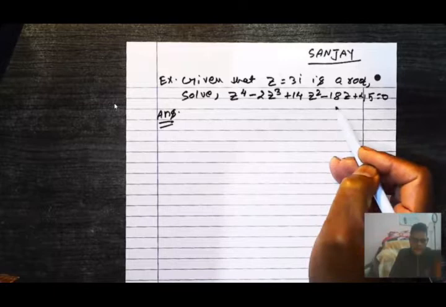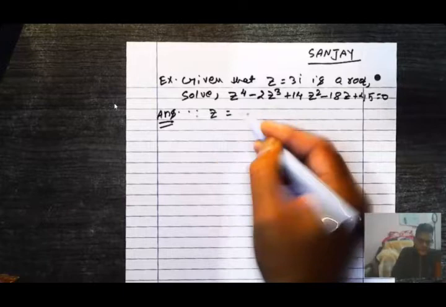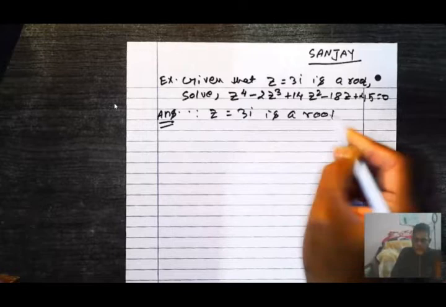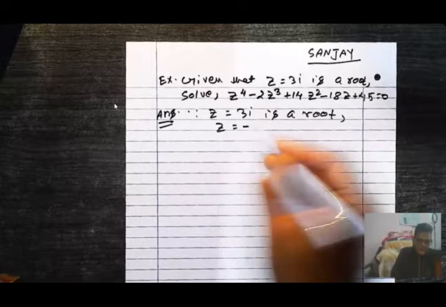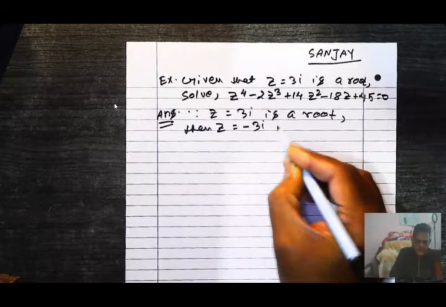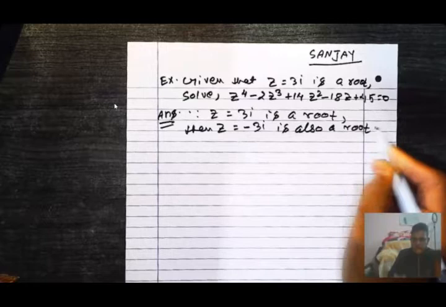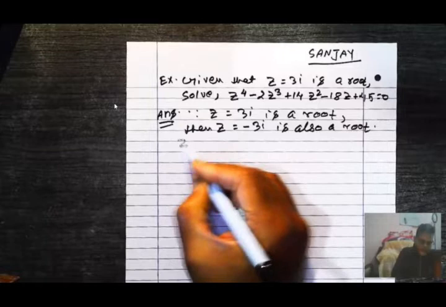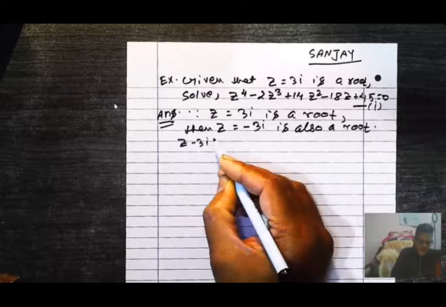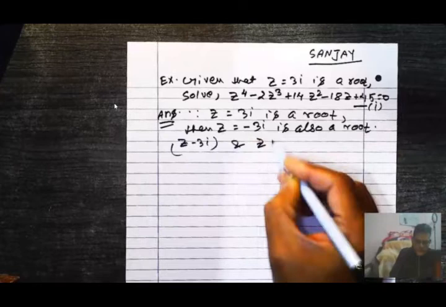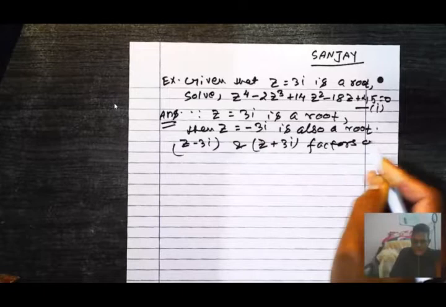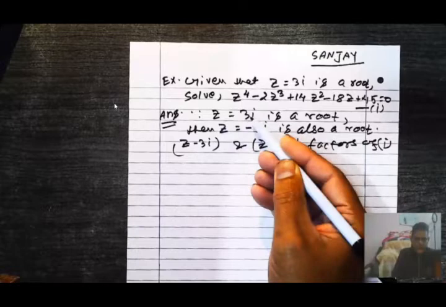So here in this case, given that z equals 3i is a root, there is definitely going to be z equals its conjugate, negative 3i, also a root. All right, and that means you can say that z minus 3i, if you call this equation 1, z minus 3i, and if you transpose this to the left, it's going to be z plus 3i, both are factors of 1. Why is it? Because this is the root. So if you transpose this to the left, z minus 3i must be a factor of this in order to say z is 3i.